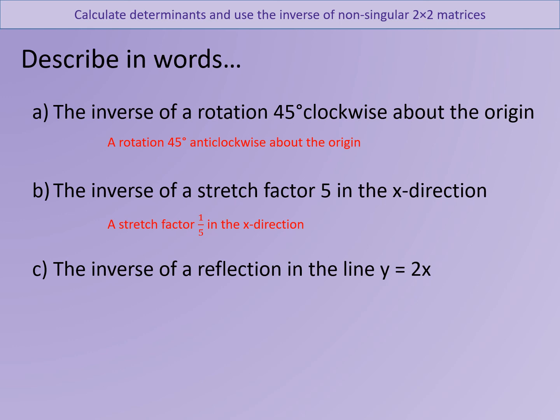And finally, a reflection in the line y equals 2x. The inverse of that would also be a reflection in the line y equals 2x. That's because all reflections are self-inverse. If you do a reflection and then the same reflection again, you'll always end up back at the point that you started at.